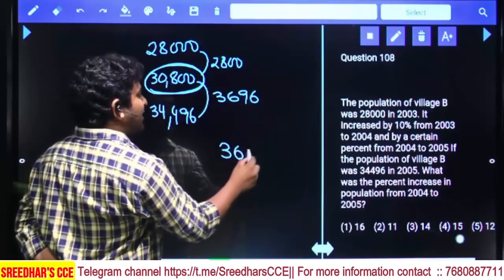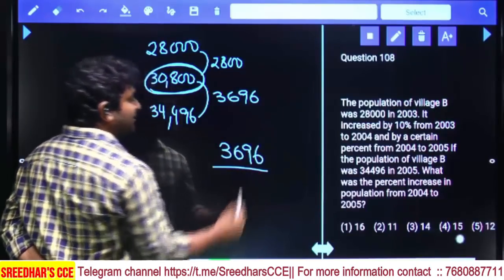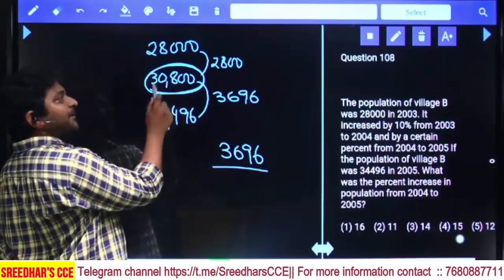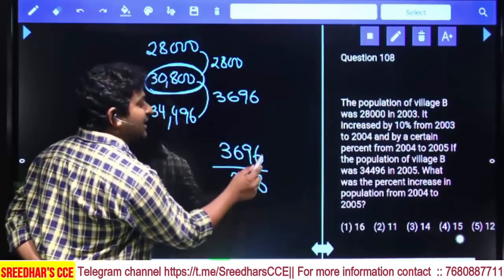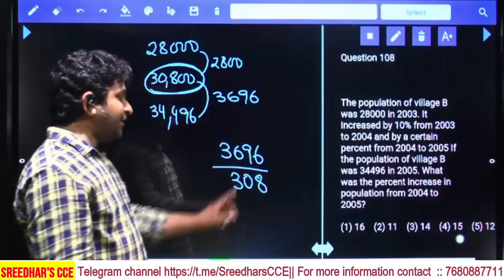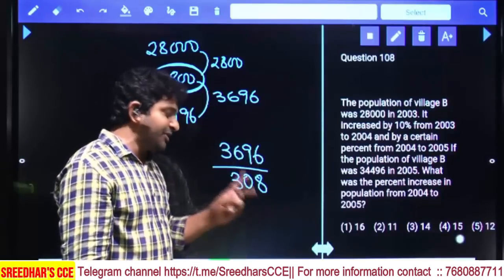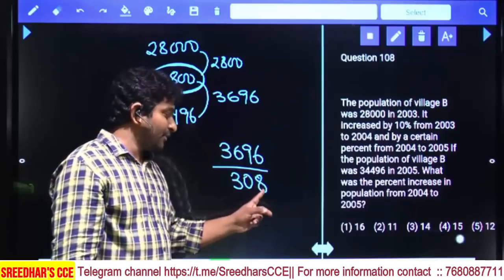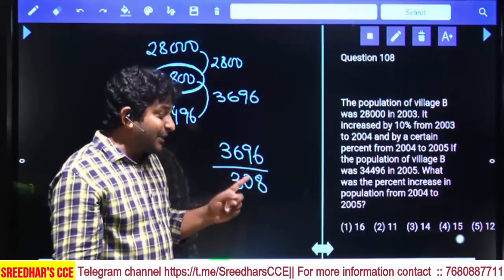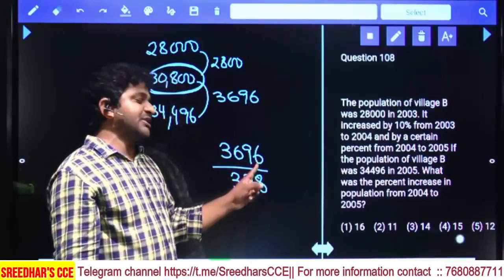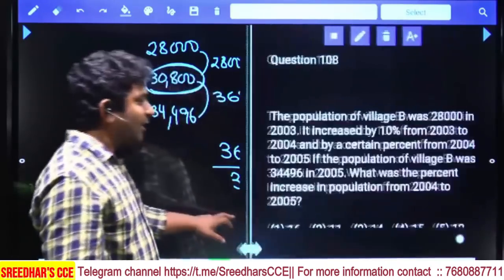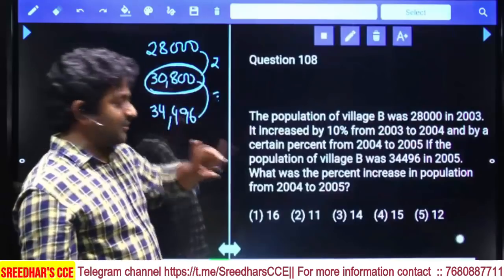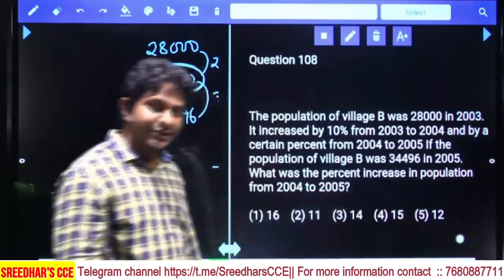So to calculate the percentage, actually 3,696 by 1%. 1% is equal to 308. 8 into which number ends with 6? 8 into 2 ends with 6. At the same time, 8 into 7 also ends with 6. So your answer should end with either 2 or 7. Look at your options. How many are ending with either 2 or 7? There is only one. 12% final answer.